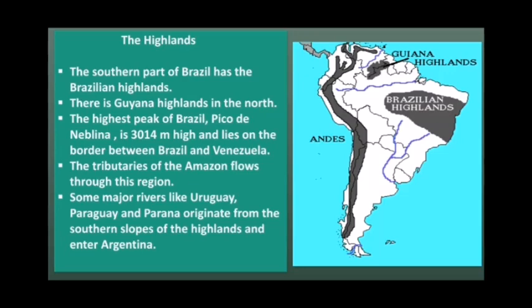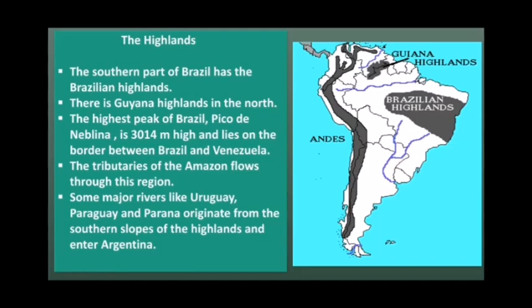The main part of the Guyana highlands is in Venezuela and it extends up to French Guiana. In Brazil, it covers the states of Roraima, Para and Amapá in the north. The lower part of these highlands is found in Brazil. But the highest peak of Brazil, Pico de Neblina, is 3014 meters high and lies on the border between Brazil and Venezuela.